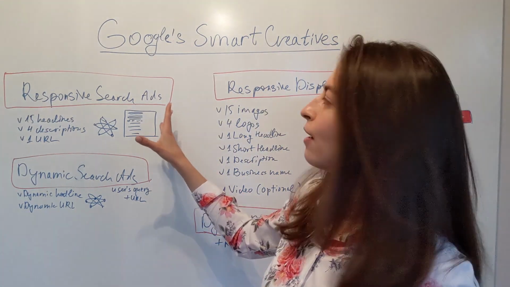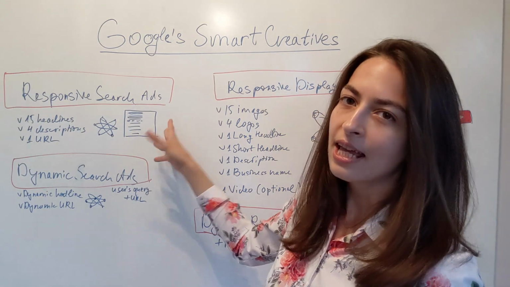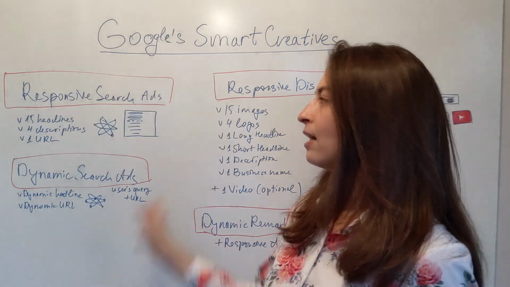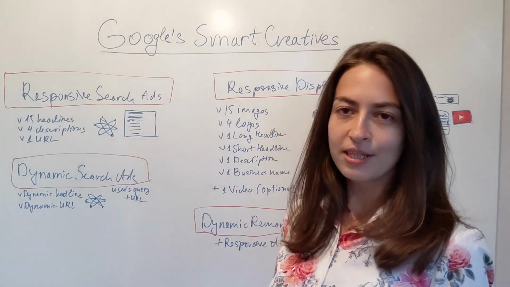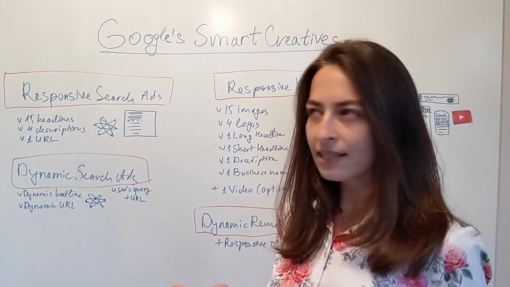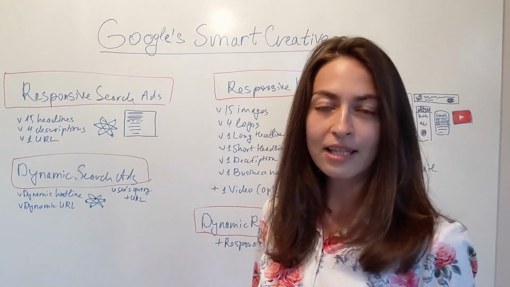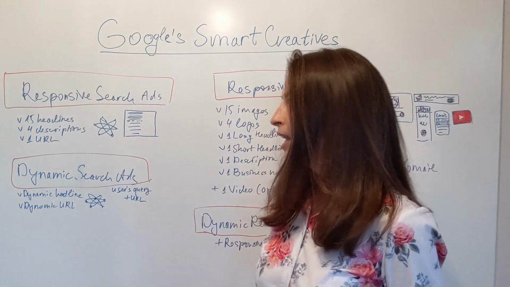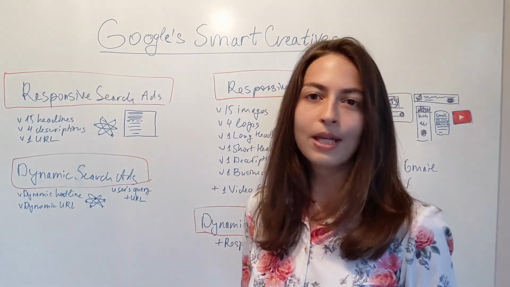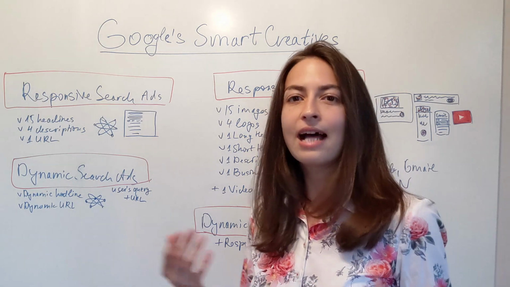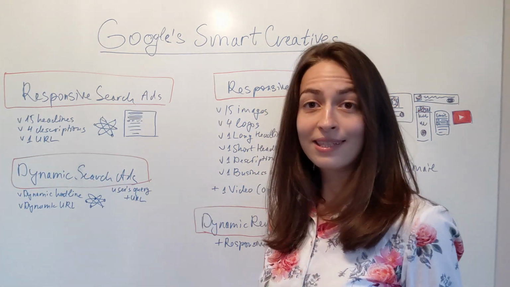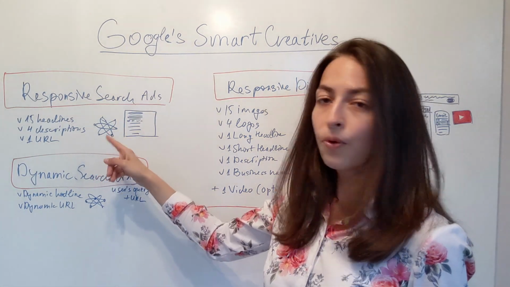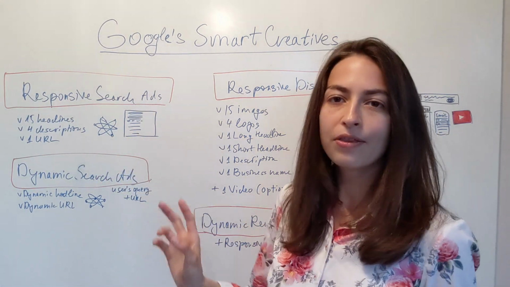If you've heard of responsive search ads, they have been around since last autumn. Now they are in open beta, which means that advertisers can access them through the user experience of Google Ads or through Google Editor. They don't need to contact anyone for whitelisting. However, the product is still considered a beta, so they are still testing it out. What it means is that you provide up to 15 headlines, up to 4 descriptions and 1 URL.